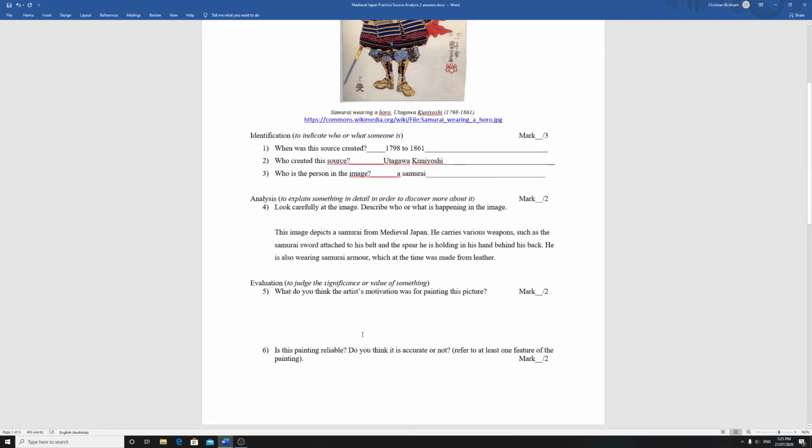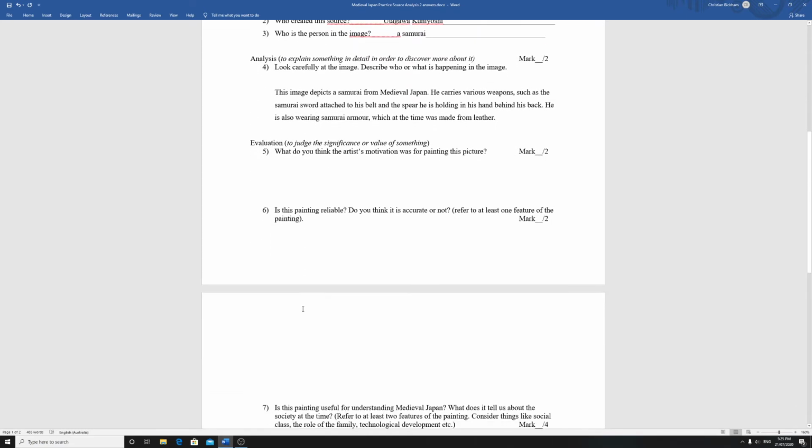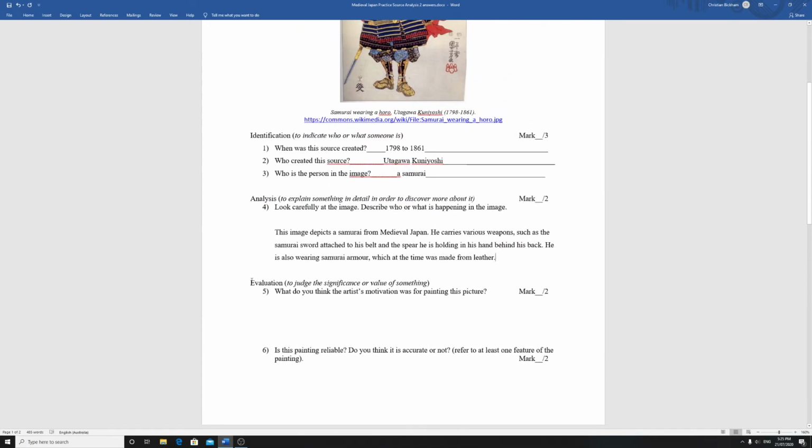The final questions, or the final 2 questions, actually there's 3 if we go over the page, are all evaluation questions, and evaluation is a higher level skill than analysing or identifying, okay? Because it's asking not only just to identify key features and give us a little bit more information about them, but then it's asking us to make a judgment about how useful they are in learning more about perhaps a samurai or the time period that we're studying. So evaluation is to judge the significance or value of something. So I have to offer my view or opinion. So question number 5 here, what do you think the artist's motivation was for painting this picture?